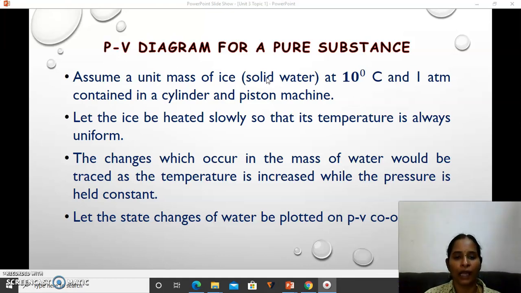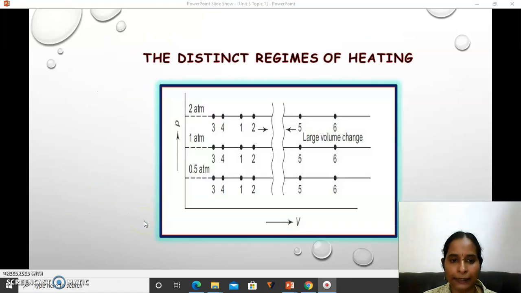And after the production of steam, how this steam can be utilized in power plants to produce work will also be studied.